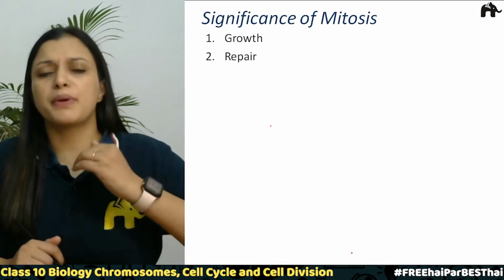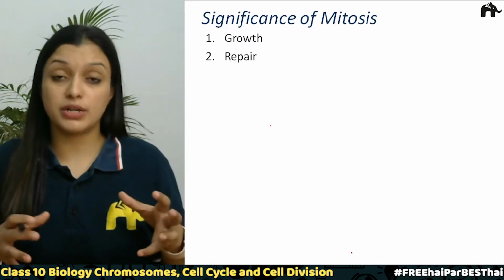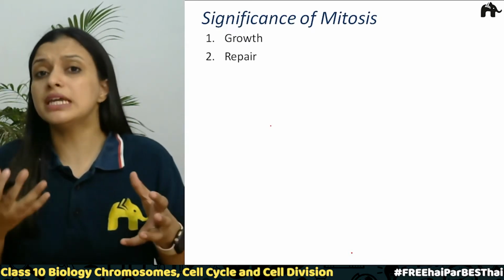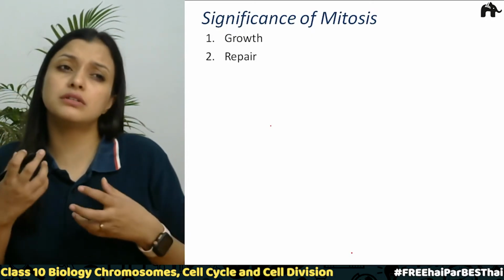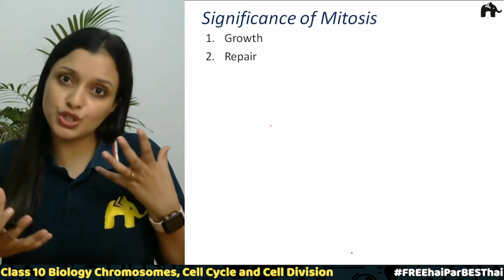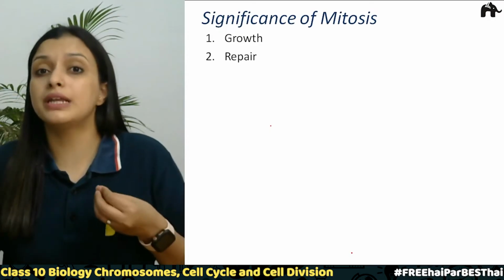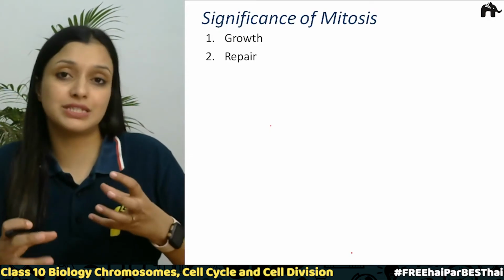Second is repair. Now we know that there are many cells inside our body, and some cells get damaged, and we need to repair these damaged cells. We need to repair these wounded tissues also. So we need to renew the cells, right? So how does this renewal happen? The cell division, mitosis, helps in the renewal of the cells.